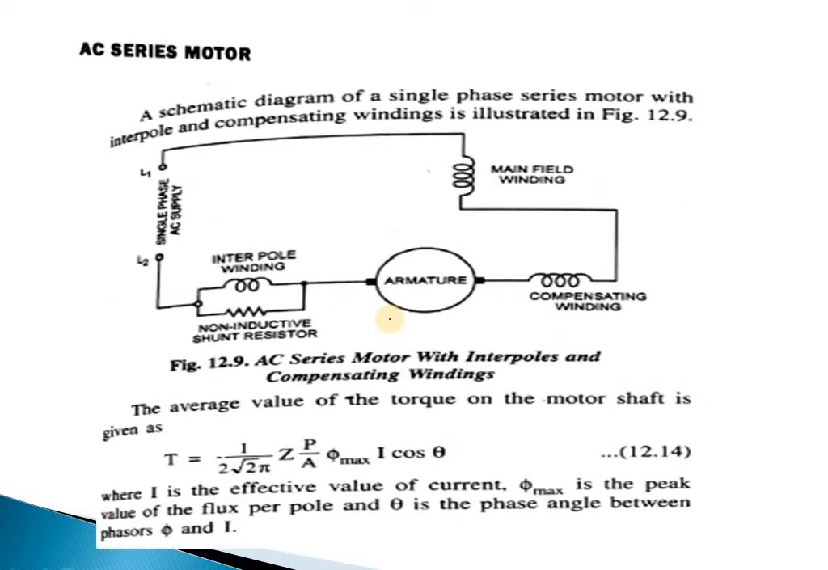So this is the circuit for the AC series motor. We can see the armature, the main field winding, the compensating winding, the interpole winding, and a non-inductive shunt resistor connected, and here a single phase AC supply is given. The average value of torque on the motor shaft in the case of the AC series motor is 1 by 2 root 2 pi Z P by A phi max I cos theta, where I is the effective value of current, phi max is the peak value of flux per pole, and theta is the phase angle between phi and I. So this is the torque for the AC series motor.